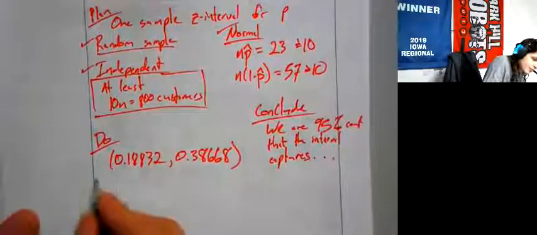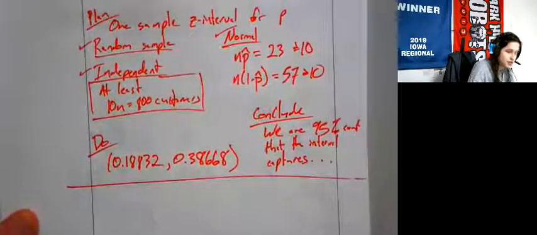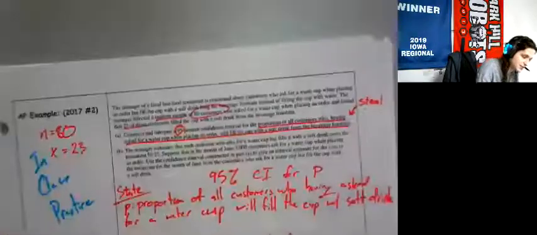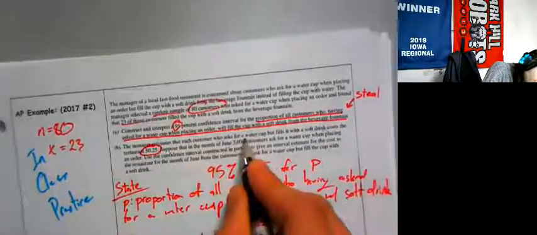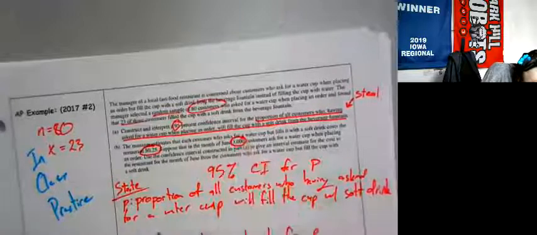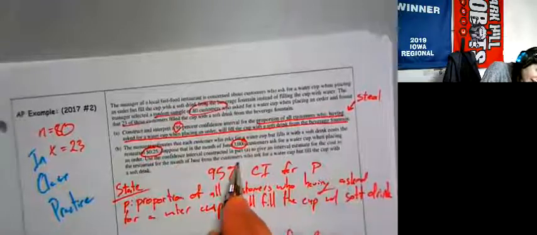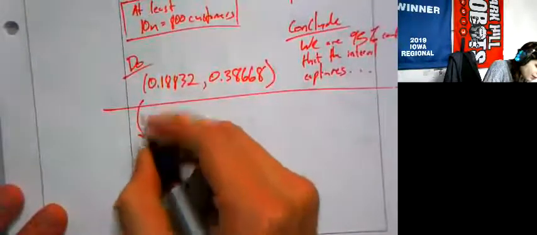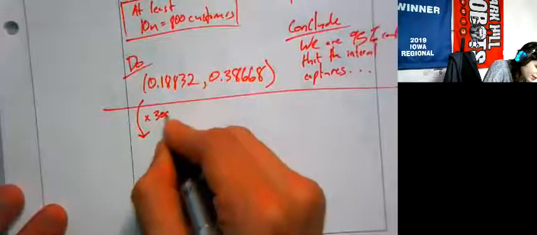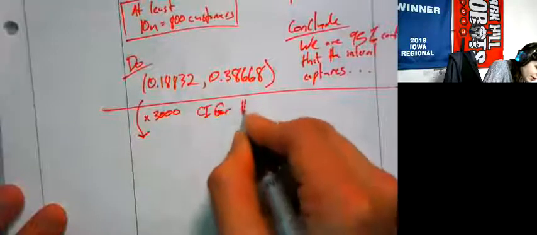I've run out of room because I want to fit part B in here. Part B talks about costing the restaurant 25 cents. Every thief costs the restaurant 25 cents. Suppose in June, 3,000 customers asked for a cup. Use the confidence interval to give an estimate for the cost to the restaurant for the customers who ask for a water cup but fill it with soft drink. Well, what are we going to do? We're going to take our interval and multiply it by 3,000 to get the confidence interval for the number of people.